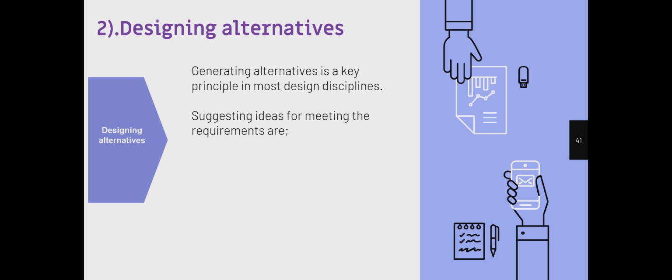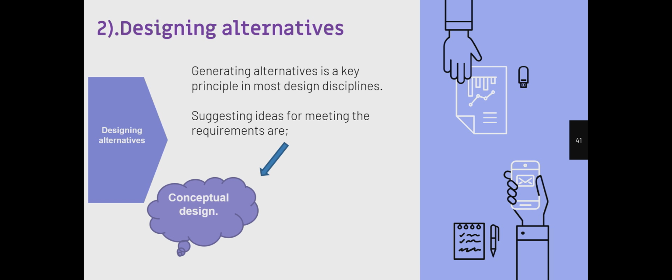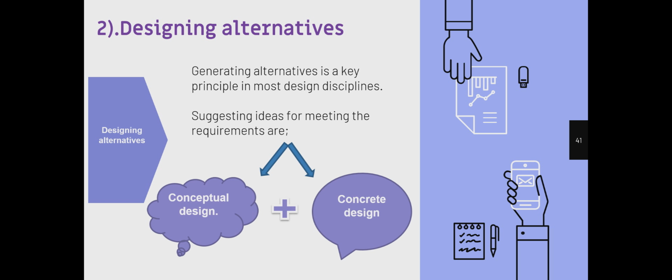Suggesting ideas for meeting the requirements are conceptual design and concrete design. Conceptual design is just about the concept of the product, about how it should be and what it should be. It looks like the first draft of the design before the concrete design. Concrete design considers the detail of the product, including the colors, sounds, and what images to use, menu design, and icon design. Concrete design is a physical prototype that the customer or the stakeholders can interact with.